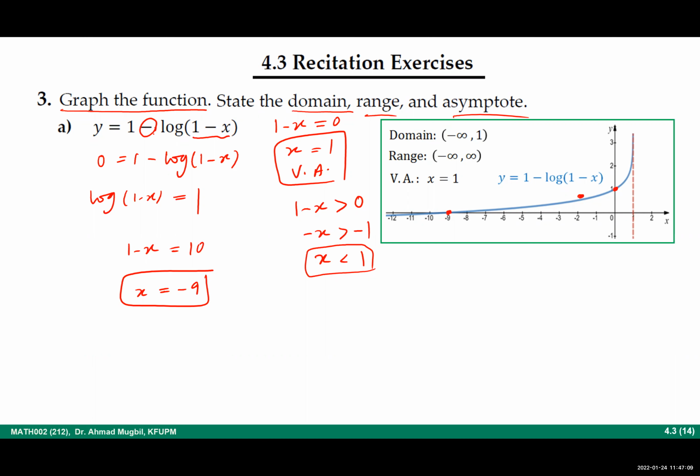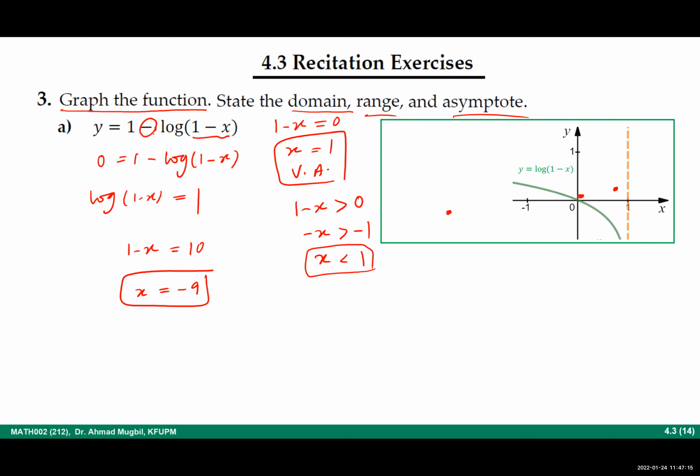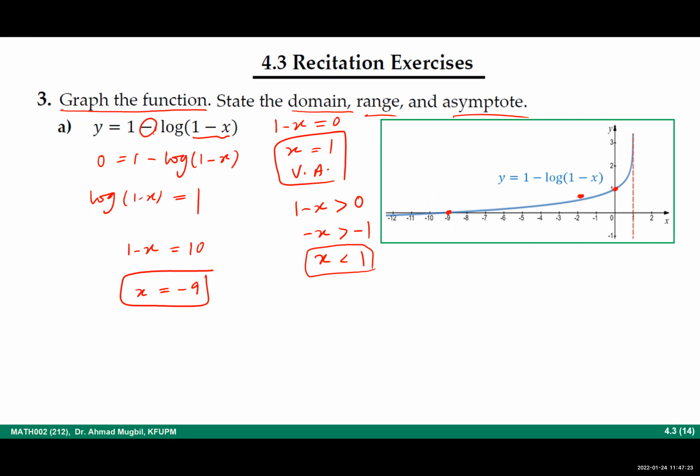This is a good question, Shabab. Let me explain it because it is clear from here. Some of you started writing this as 1 minus log negative x minus 1. It is correct, right? Now what they did, they started with shifting. They start with log x, but they shifted to the right. So it becomes like here. Now the vertical asymptote will be here. The graph will be here.